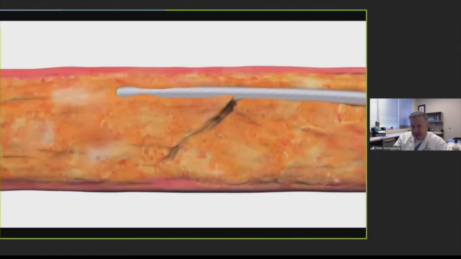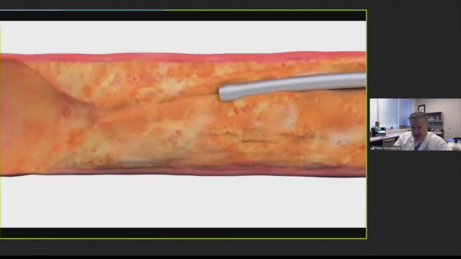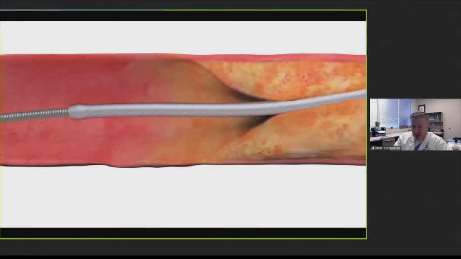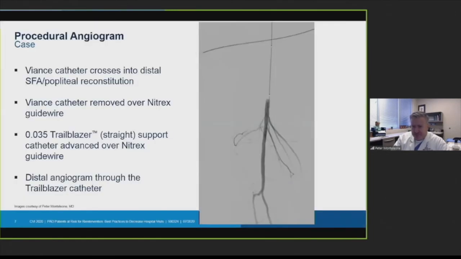As it passes into the distal vessel, you then have the ability to utilize that 014 lumen within the microchannel to advance any 014 wire down into the vessel. Indeed, that's what happened here, allowing us to pass from this proximal, very proximal 1st centimeter SFA occlusion down into the reconstitution of the P3 segment.